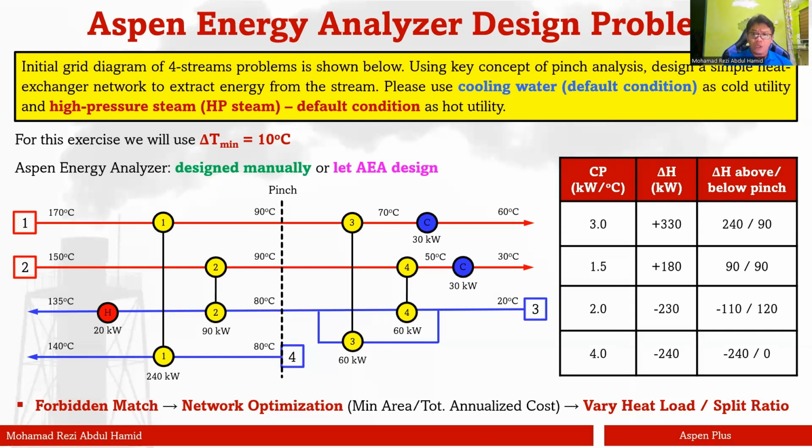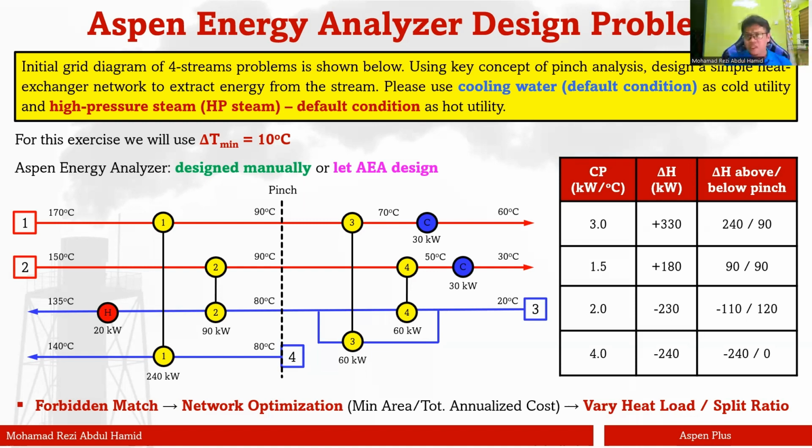And another thing that I would like to highlight here is that I also would like to introduce you to the forbidden match feature. Okay, I will explain this later, but forbidden match is basically a scenario or a situation where two or more hot and cold streams are prohibited to interact or exchange heat because of any process-related issues, safety issues, or maybe just because people just don't want to have those interact.